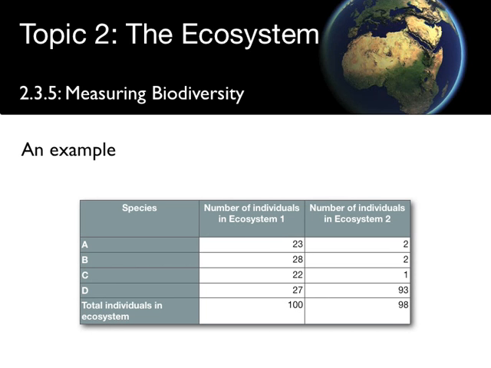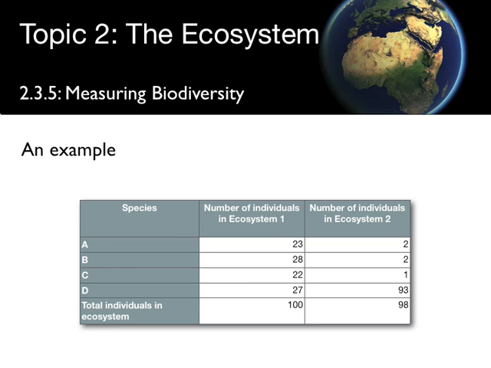Let's do an example. Here we have two ecosystems, two very simple ecosystems with just 4 species. Total number of individuals in each ecosystem is roughly 100, but just by looking at the numbers we can see that the two ecosystems are very different.